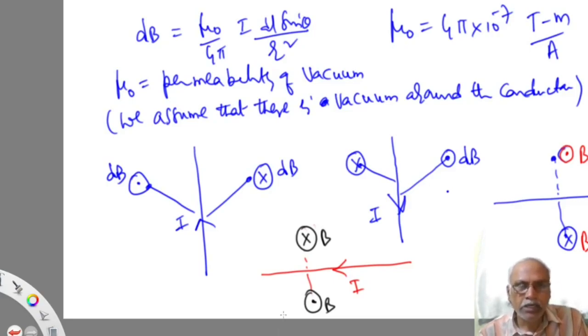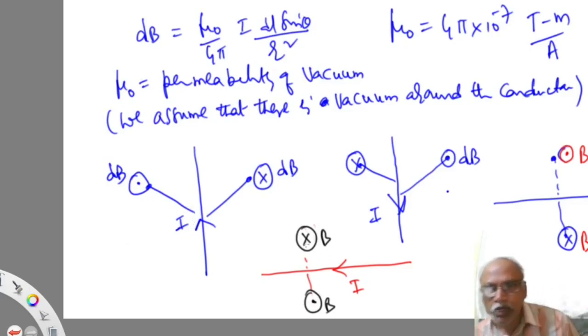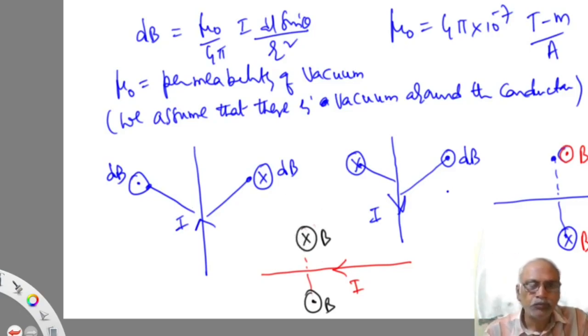Next, you should also know the value of mu naught. The value of mu naught is 4 pi into 10 to the power of minus 7 Tesla meter per ampere. Mu naught is called the permeability of vacuum. Permeability of vacuum means we are assuming that there is a vacuum around the conductor. If some other medium is there around the conductor, then you have to write the permeability of that medium. If current is going up, the right side magnetic field will be into the board, and the left side is away from the board.